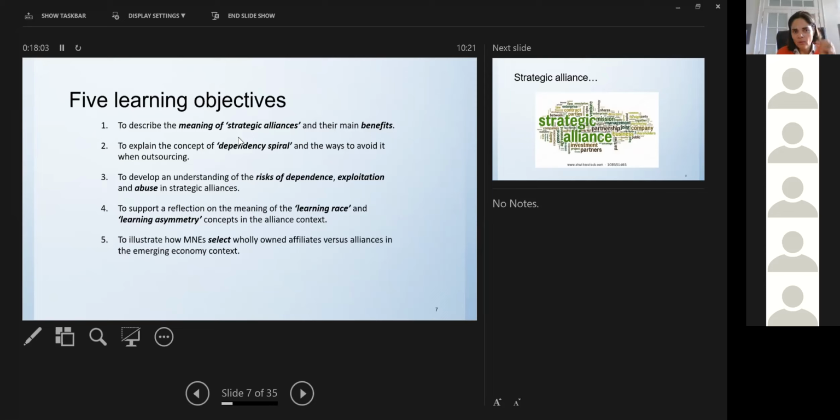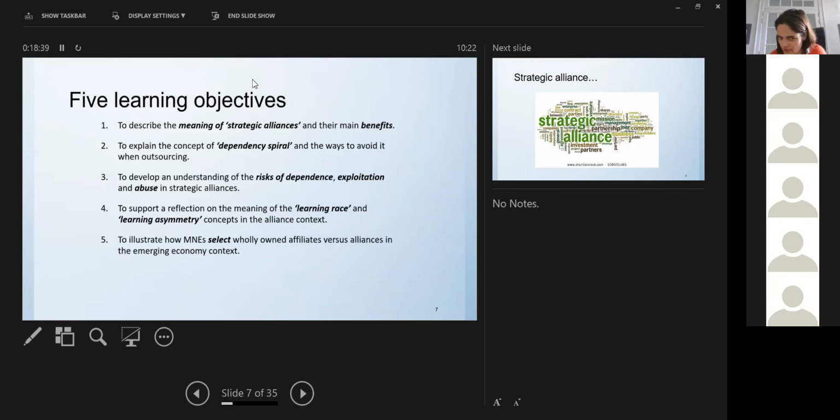Third, we will also develop an understanding of the risks of this dependence, and the fact that some of your alliance partners can exploit or can abuse this in the strategic alliance. You will see the learning effect, and it's in fact a learning race. Why do companies share in an alliance? We will see that there are three major reasons for this, and they both want to learn, but sometimes the learning is asymmetric, and then they draw their conclusions. They say, I've not learned anything, so I stop being active in the alliance.